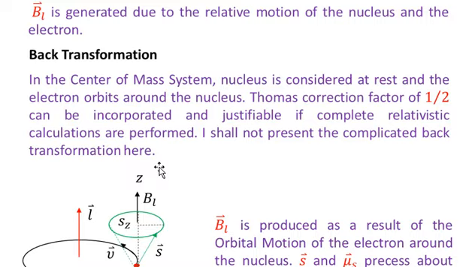But you see that if complete relativistic calculations are performed, then of course we shall notice that a Thomas correction of a factor of 1/2 can be incorporated, which we shall see later on in the calculations. That we are going to incorporate the Thomas correction factor of 1/2. This will be shown later on. So we are not performing the back transformation.